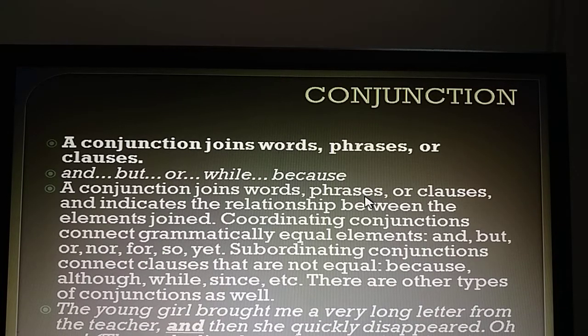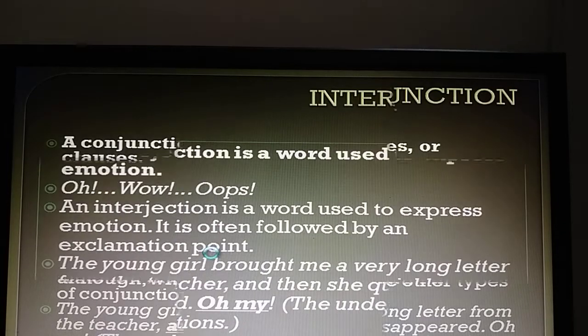Conjunction. A conjunction joins words, phrases, or clauses, like and, but, or, while, or because. A conjunction indicates the relationship between the elements joined. Coordinating conjunctions connect grammatically equal elements: and, but, or, nor, for, so, yet. Subordinating conjunctions connect clauses that are not equal: because, although, while, since, etc. There are other types of conjunctions as well. The young girl brought me a very long letter from the teacher, and then she quickly disappeared. Oh my, the underlined words are conjunctions.